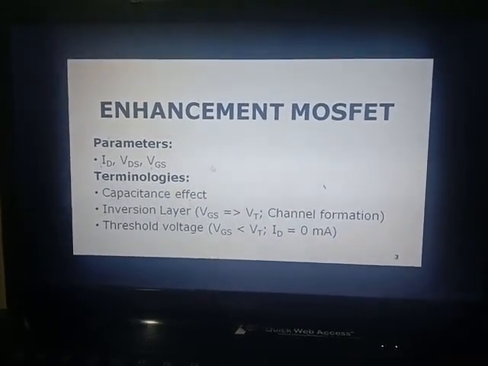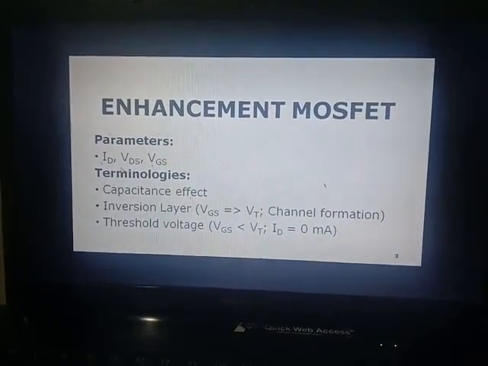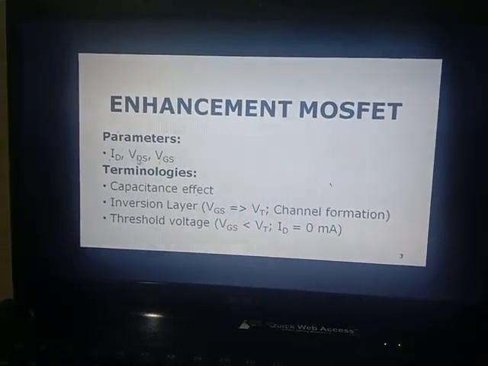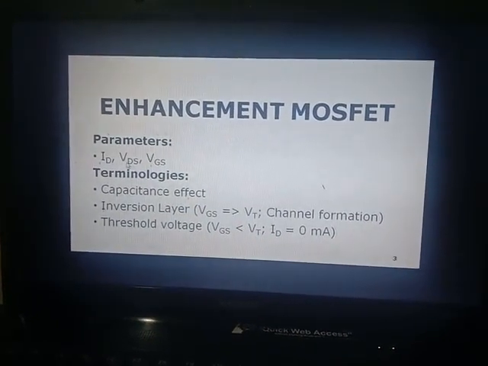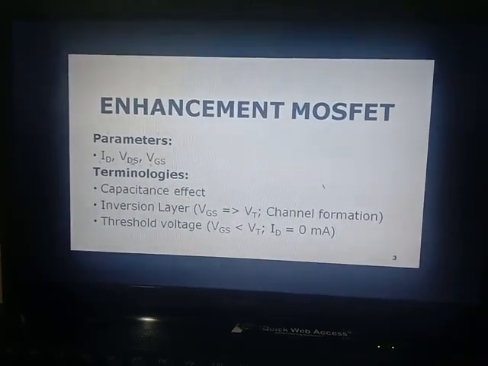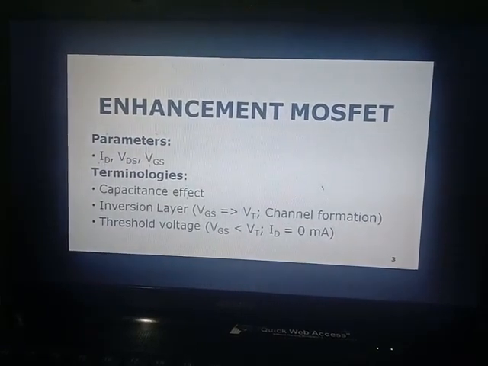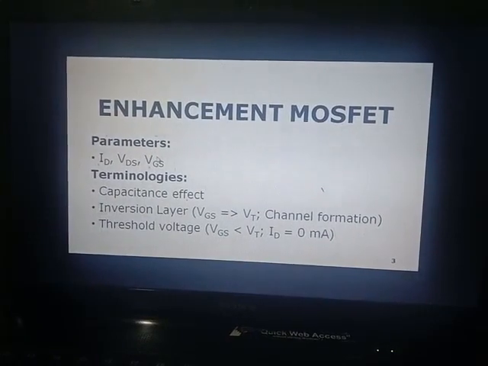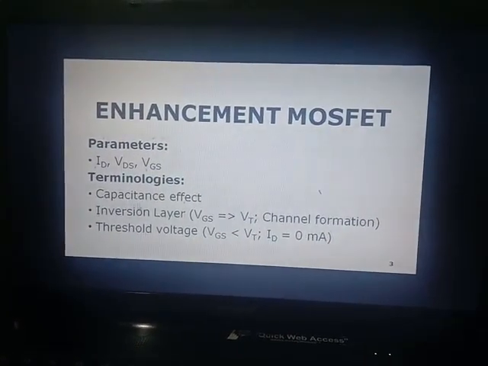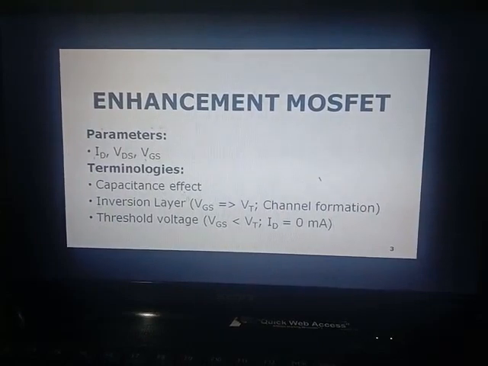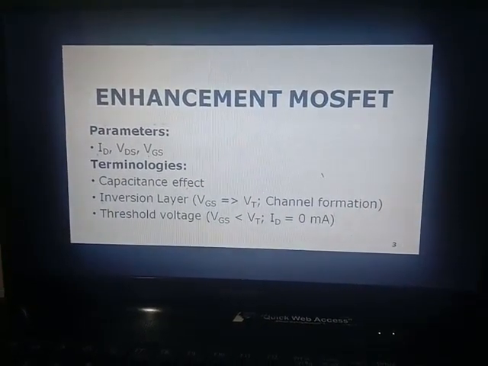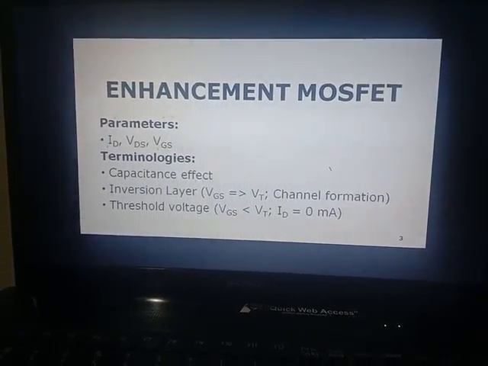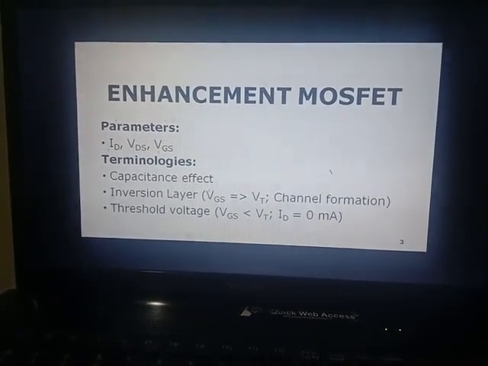Enhancement type MOSFET. The parameters we are going to consider are ID, the drain current, and VDS, the drain to source voltage. Drain current is controlled by the gate to source voltage, that is why MOSFET is called a field effect transistor. Terminologies. Capacitance effect is one of the important terminologies in MOSFET. This is going to create a channel between source to drain, that is going to create current conduction in MOSFET.